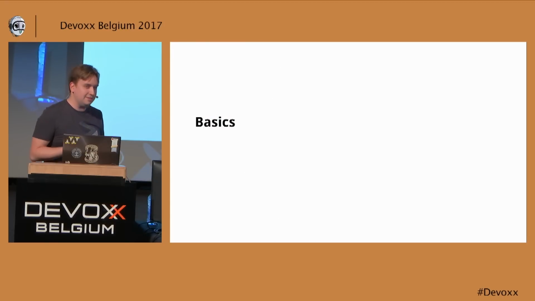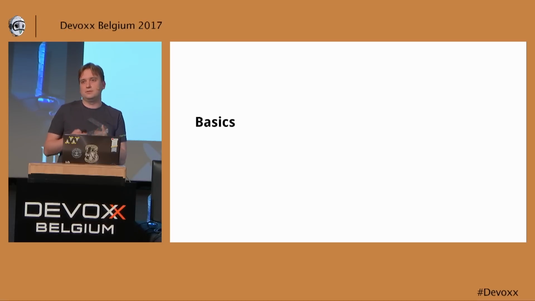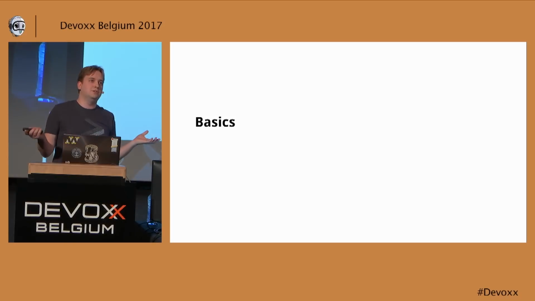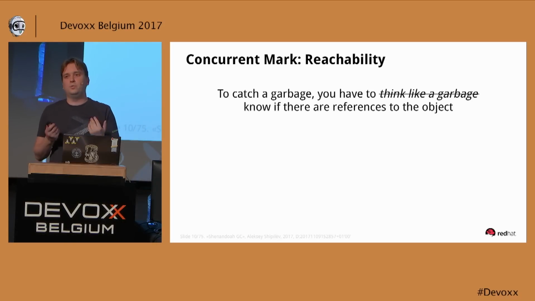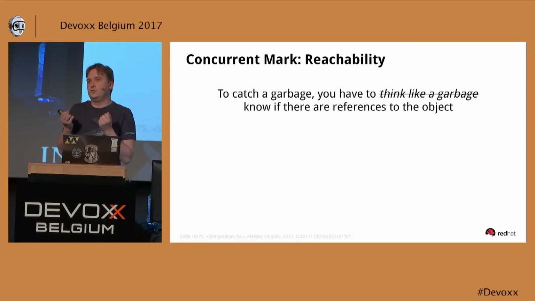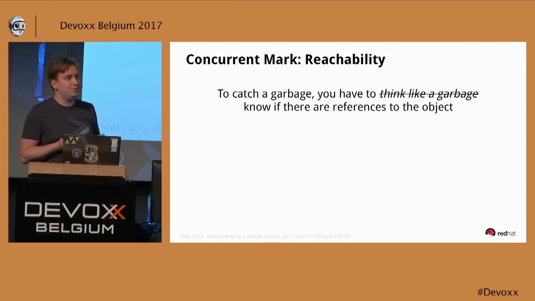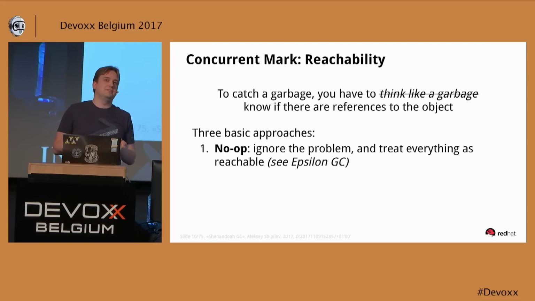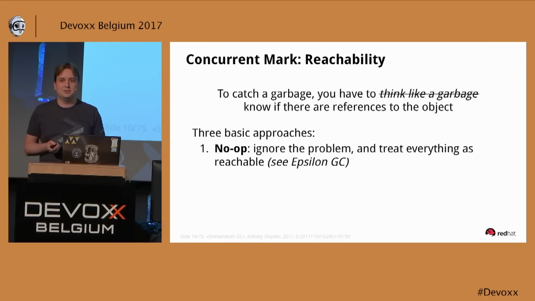So to understand that, we have to understand how GCs work. And to understand how Shenandoah works, it's important to understand how, say, stop-the-world collectors work. So the first thing, before you do any GC, you have to figure out what is garbage. And to figure out what is garbage, you have to know whether there are references to the object. And there are three basic approaches there. First, very basic, ignore the problem and say that everything is reachable.